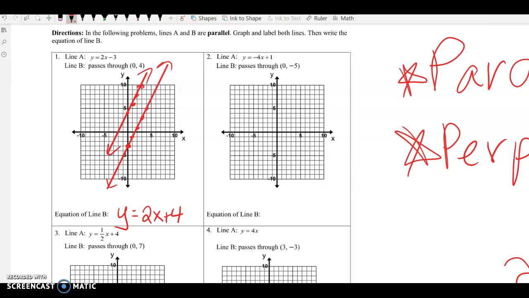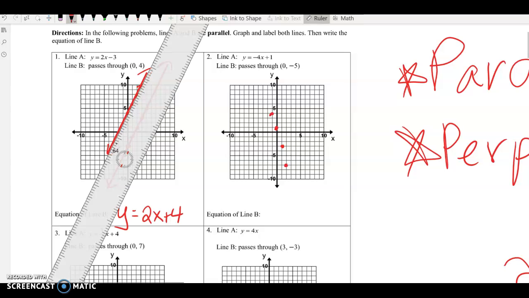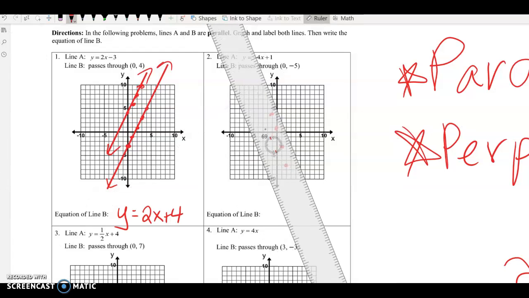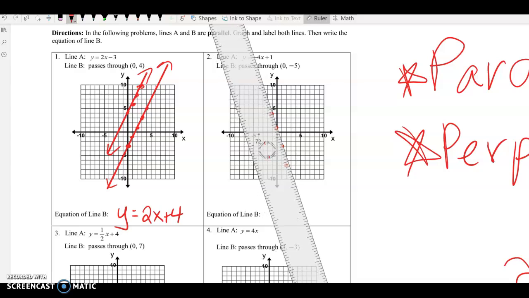Okay, number 2 says that there's a line with a slope of -4 that goes through a y-intercept at 1. So I'm going to go ahead and graph that. Here's my y-intercept at 1. I'm going to go down 4, 1, 2, 3, 4, and over 1. Maybe I'll go the opposite direction to get another point on the left side of the y-axis. So up 4 to the left 1 and get my straight edge. So here is line A.